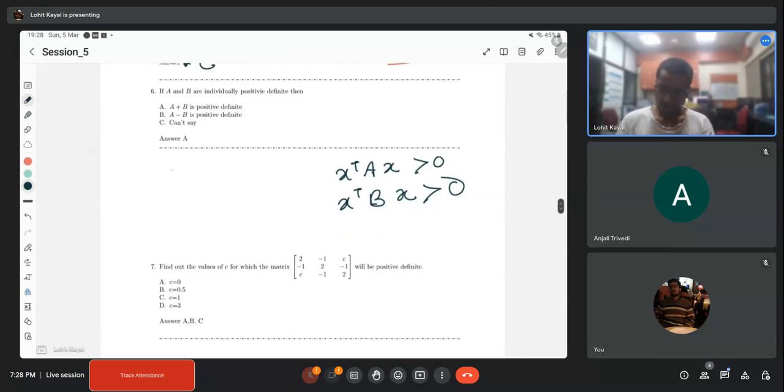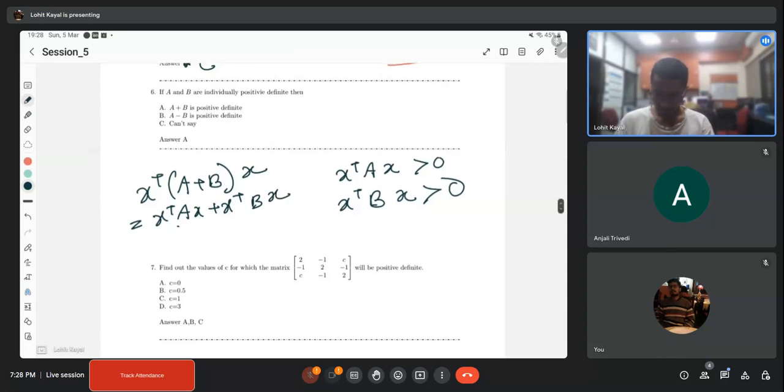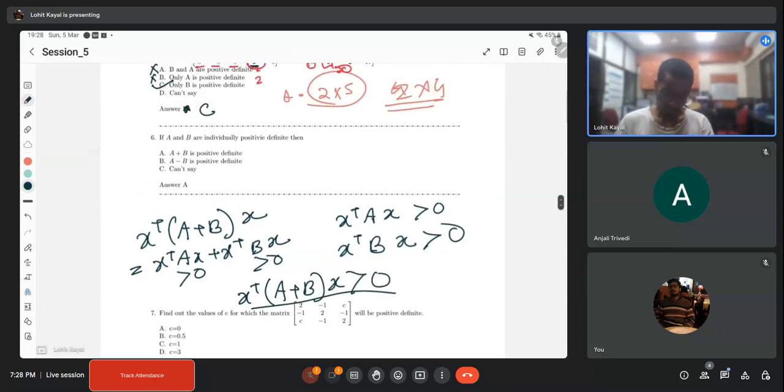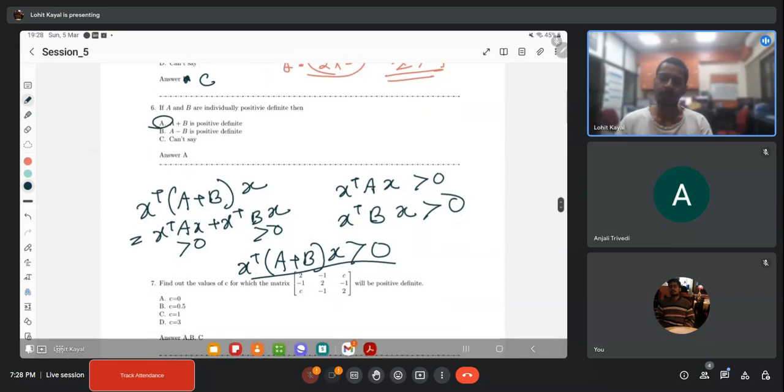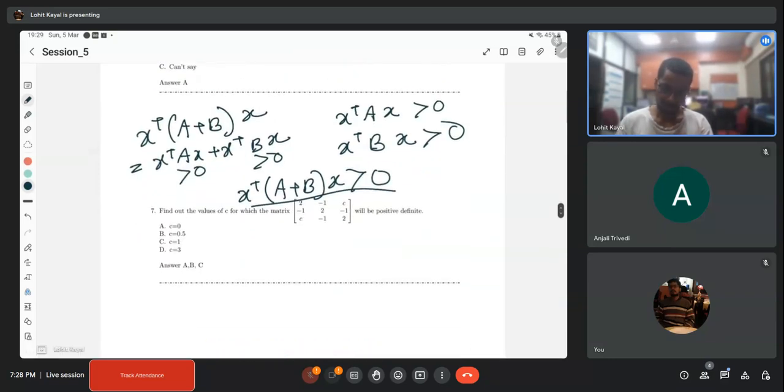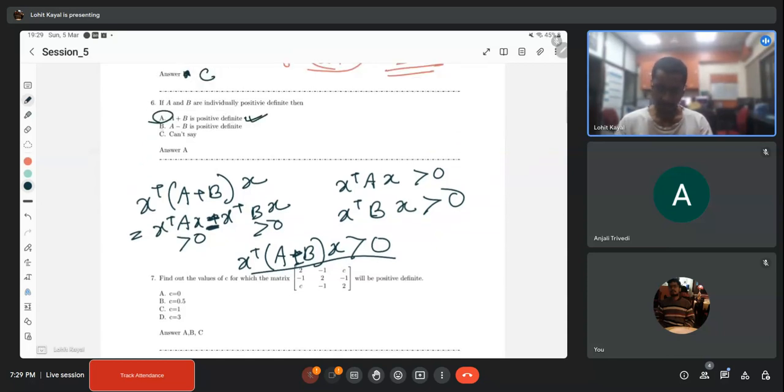Now, for the matrix A plus B, let's verify that x transpose (A plus B) x equals x transpose A x plus x transpose B x. This is greater than 0, and this is greater than 0. So x transpose (A plus B) x is greater than 0. So A plus B will be a positive definite matrix, but we cannot clearly say about A minus B because there will be a minus sign. We don't know if the final expression will be greater than 0. But obviously this thing will be greater than 0. So A plus B is positive definite.